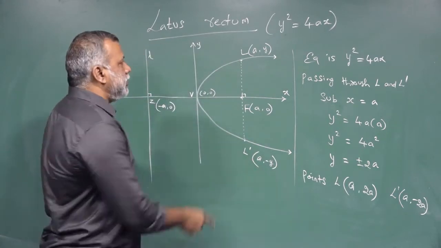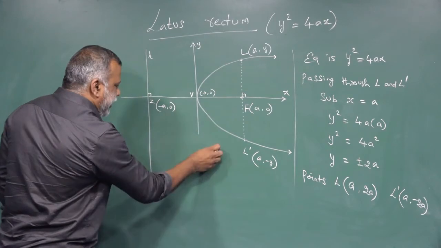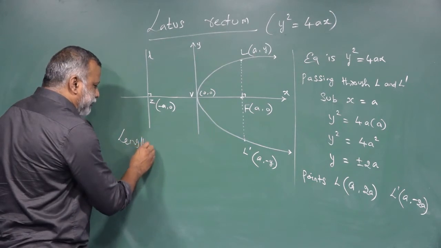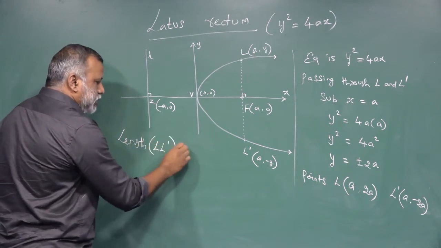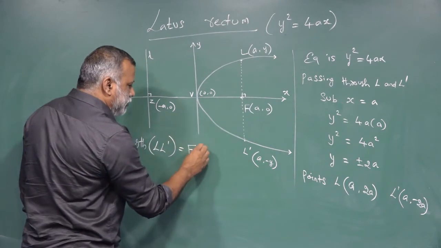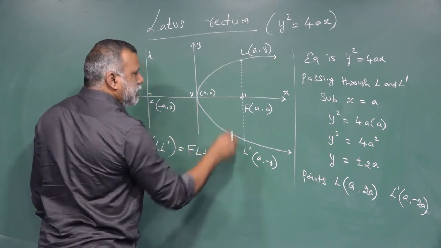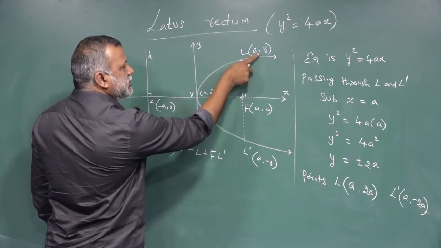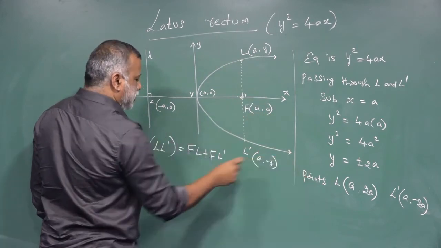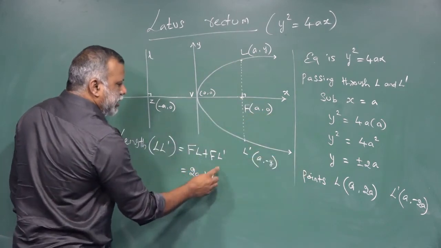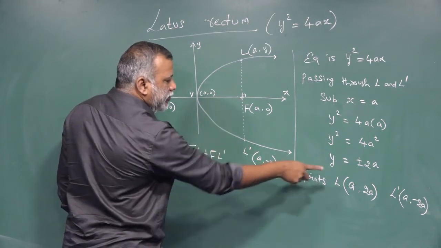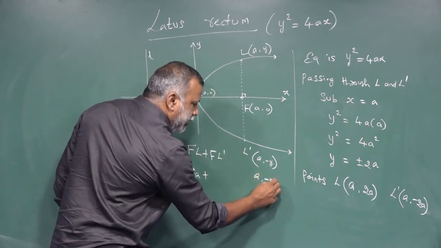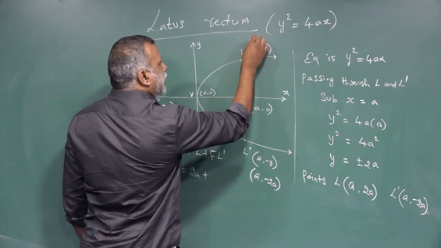Now we are going to find the length of this latus rectum from this diagram. Length L L dash, I can split as FL plus FL dash. This is FL, this is FL dash. FL is the value of y we just worked out, 2a. Here also FL dash, the value of L dash is (a, minus 2a). So this is (a, minus 2a) and this is (a, 2a).